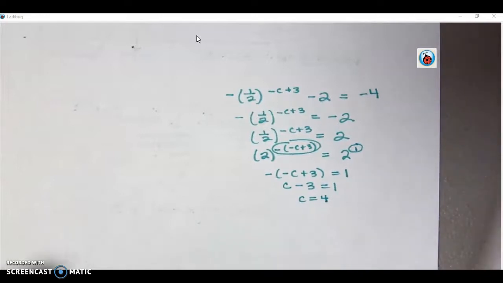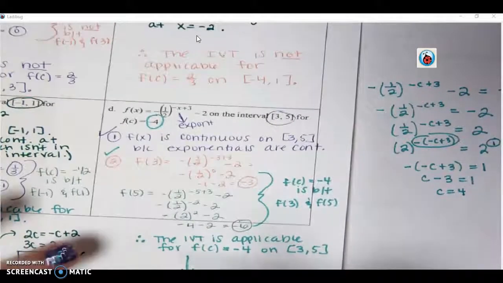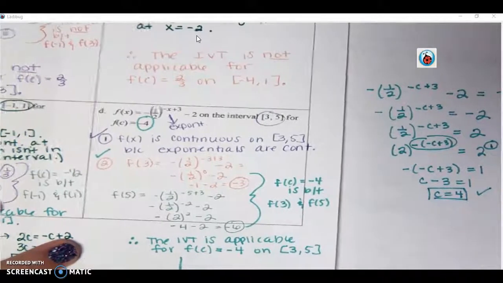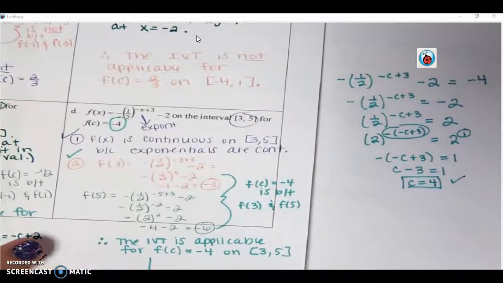Now you just have to check. So for our problem here, the interval was from 3 to 5. Well, c is between 3 and 5, so c equals 4 is correct there. Okay.